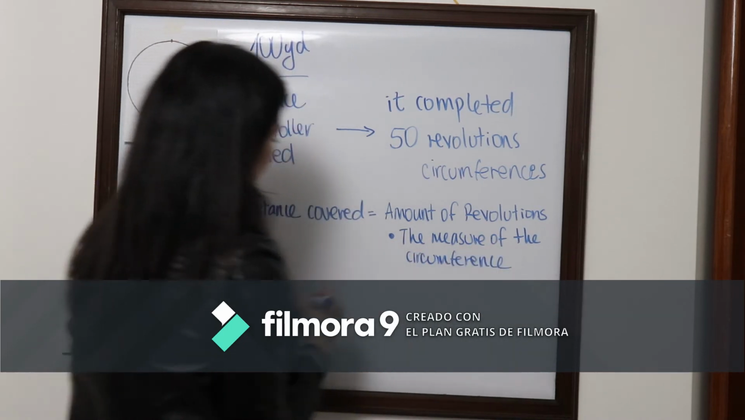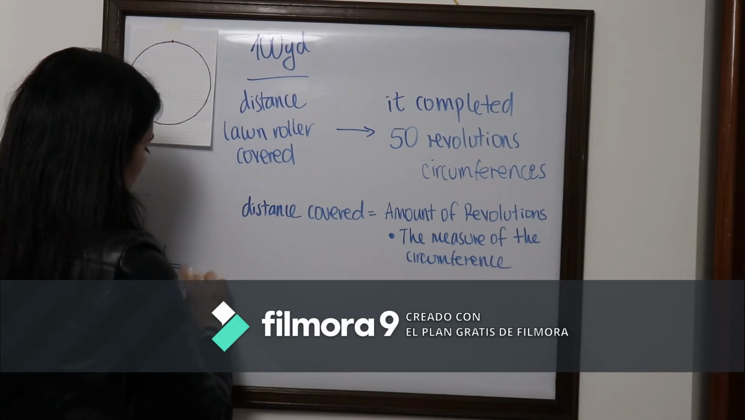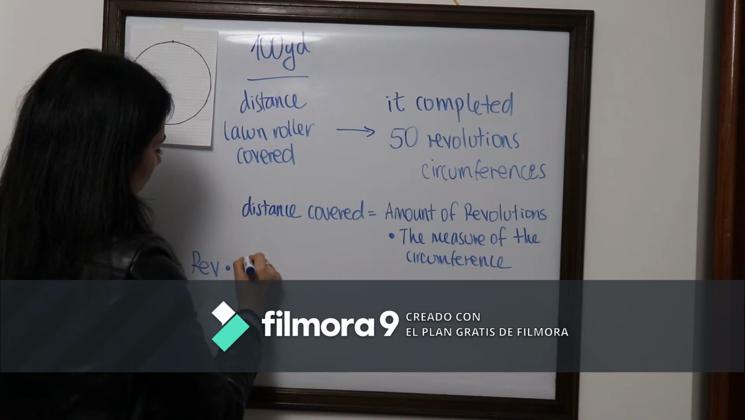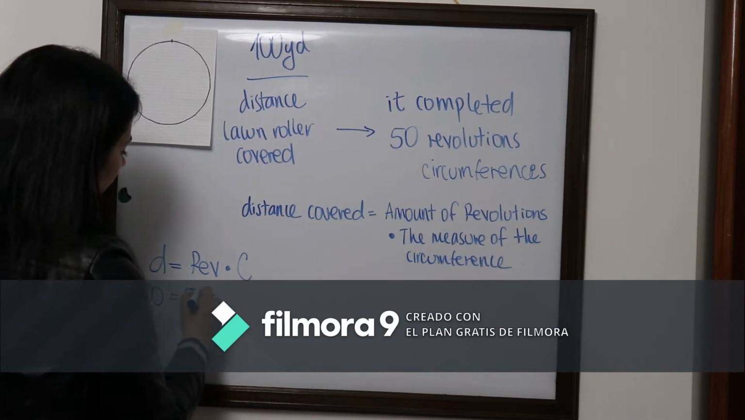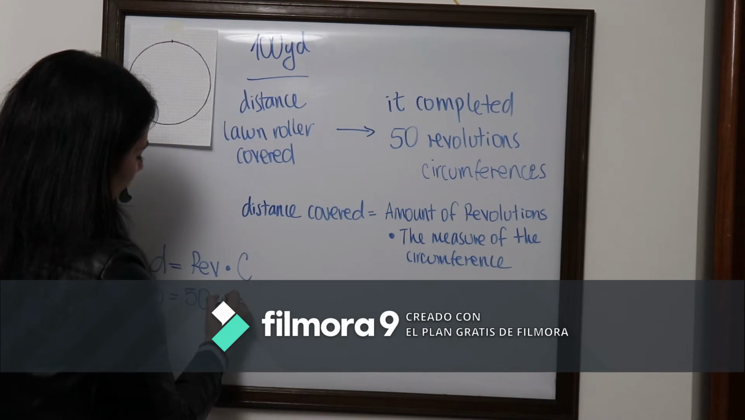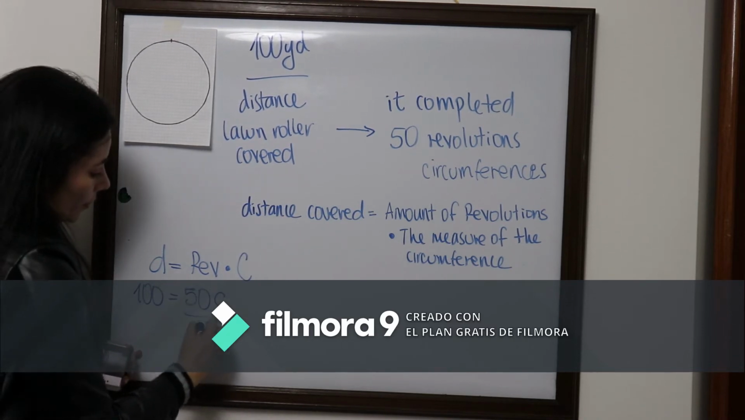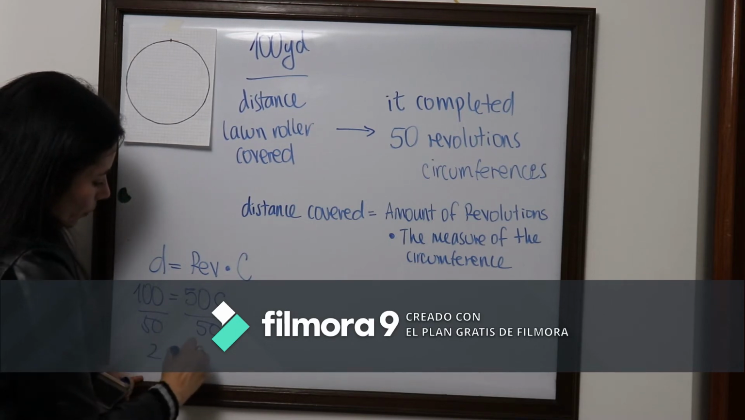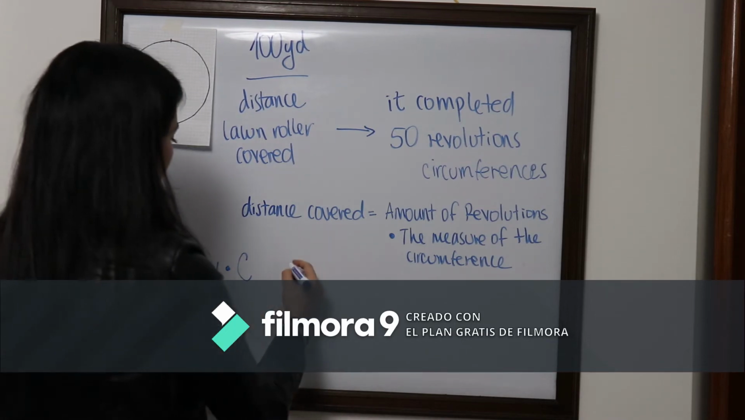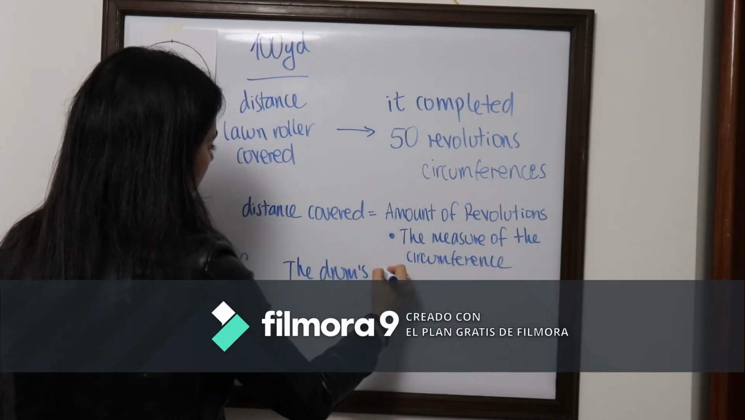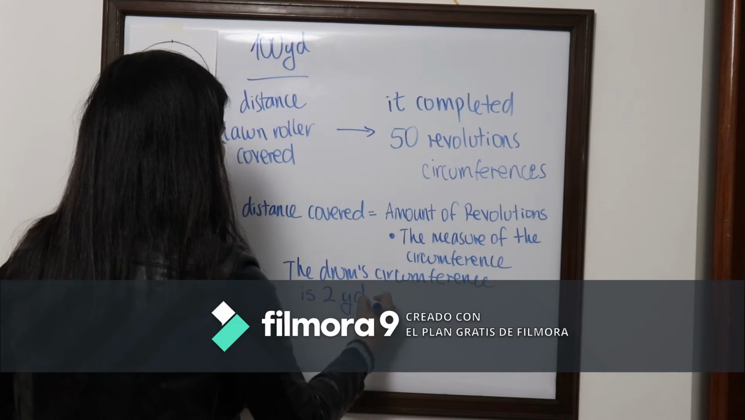Okay? So if I think about distance, that distance is going to be the amount of revolutions times the circumference. Now we know here this is 100 and the amount of revolutions is 50, but then we need to find C. And that is pretty easy. That is a simple equation, because if we divide by 50 in both places, we know we're going to get 2. Okay? So what that tells me is, in the first question, that the drum's circumference is actually 2 yards. Right?